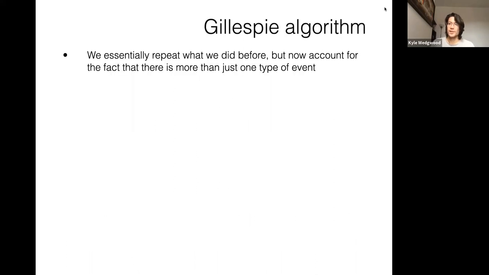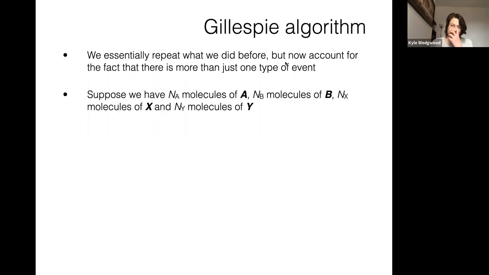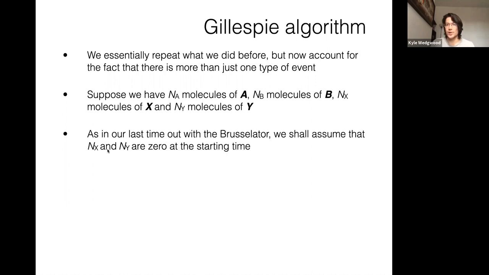So we're essentially just going to repeat what we did before, but now account for the fact there's more than one type of event. Let's say that we have NA molecules of A and NB molecules of B, NX molecules of X and NY molecules of Y. These are just to keep track of what's going on. Remember, NA and NB are going to be held fixed. And we're going to assume that we start at a zero system. So there's A and there's B sitting around, but there's no X and there's no Y.